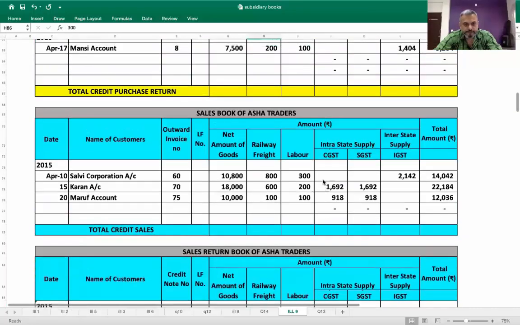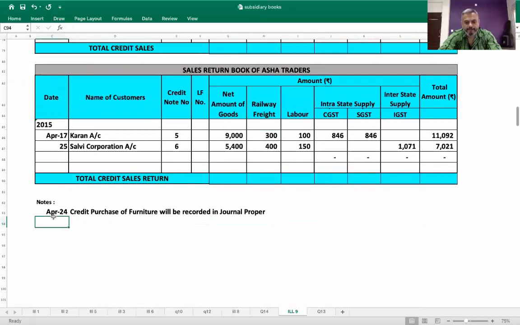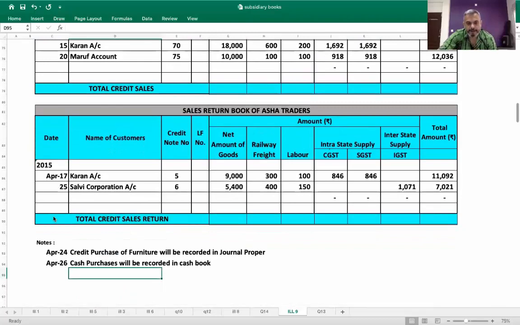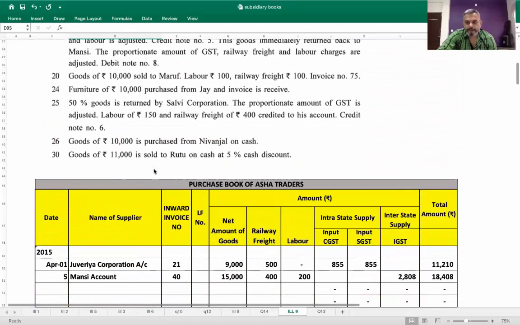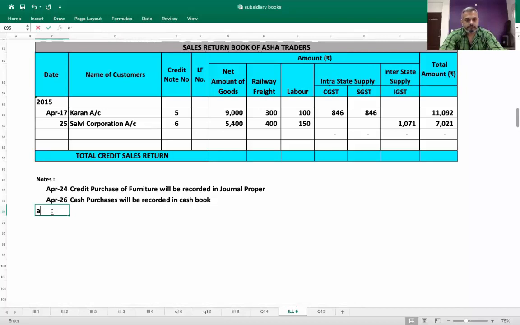Now, next one. Goods of 10,000 purchased from Nivanjal on cash. So April 26. Cash purchases will be recorded in cash book. 30th. Goods of 11,000 is sold to Rutu on cash at 5% cash discount. So April 30th. Cash sales will be recorded in cash book.